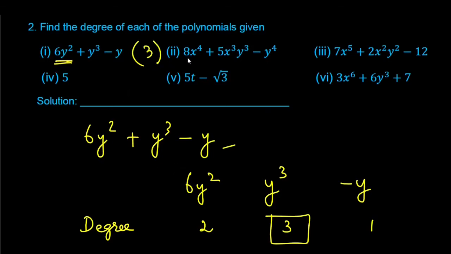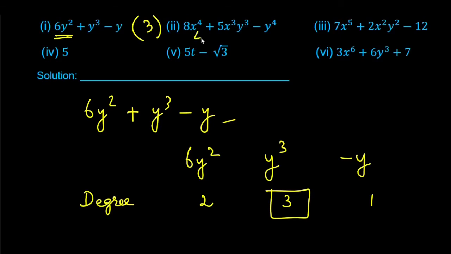Second one, 8x power 4 plus 5x cube y cubed minus y power 4. Here the degree is 4. Here the degree is 3 plus 3, so 6. Here the degree is 4. The highest value of the degree is 6. So the degree of this polynomial is 6.